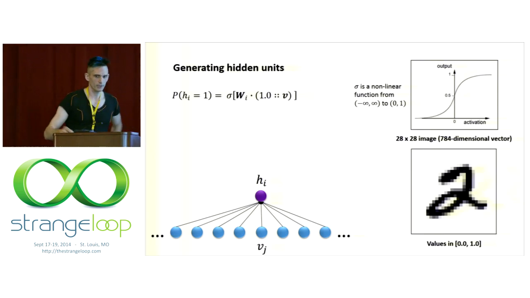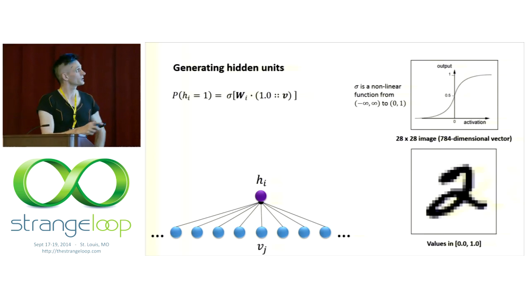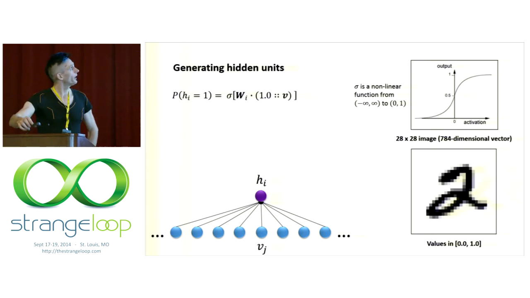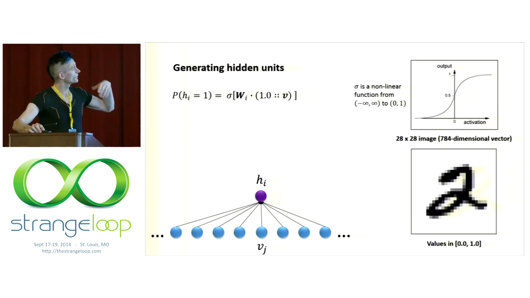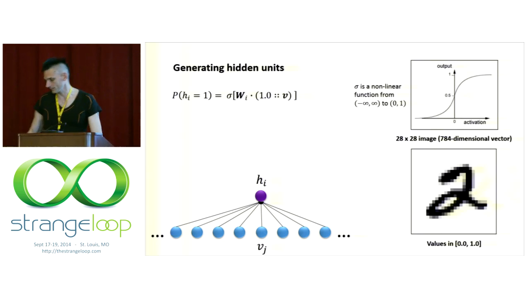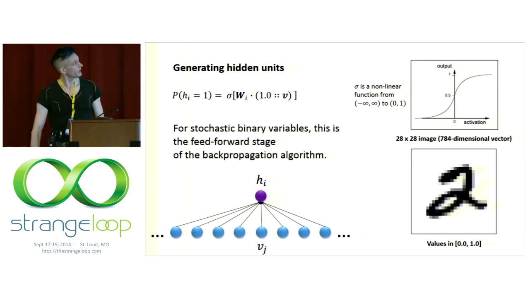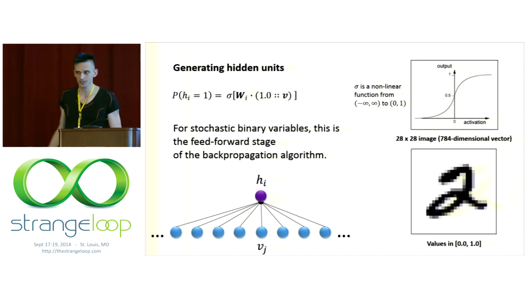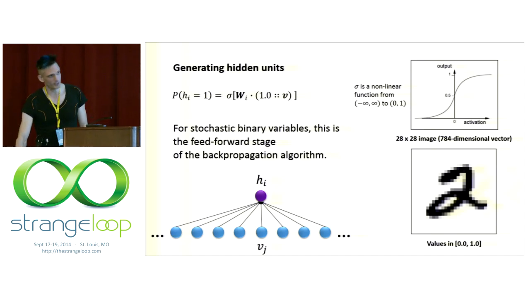Here I've got kind of a weird hybrid between maths notation and functional programming notation. So we take our visible unit vector, we prepend a value of 1 on it for a bias, and then we apply the activation function to the dot product of the weight and that prepended vector. So there you go. That's the feed-forward stage of our backpropagation algorithm. That's how it actually works, and that's how it's implemented in Vulpes.